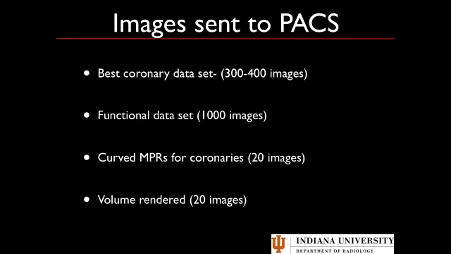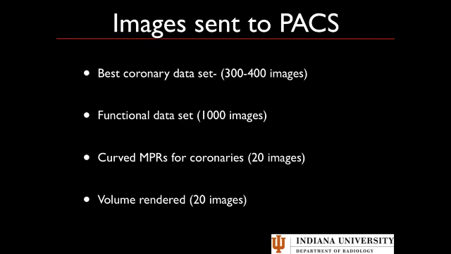PACS storage. So in general, what do I send to PACS? Well, you always want to send your best coronary data set. So if you've reconstructed 3 or 4 data sets, you're always going to want to pick the best and send that. That's generally 300 to 400 images, depending on what your slice thickness is and your increment. Then if you've done retrospective and you've got functional data, you want to store that. Again, as I told you earlier, it's about 100 images per phase, and you've got 10 phases. So that's around 1,000 images.